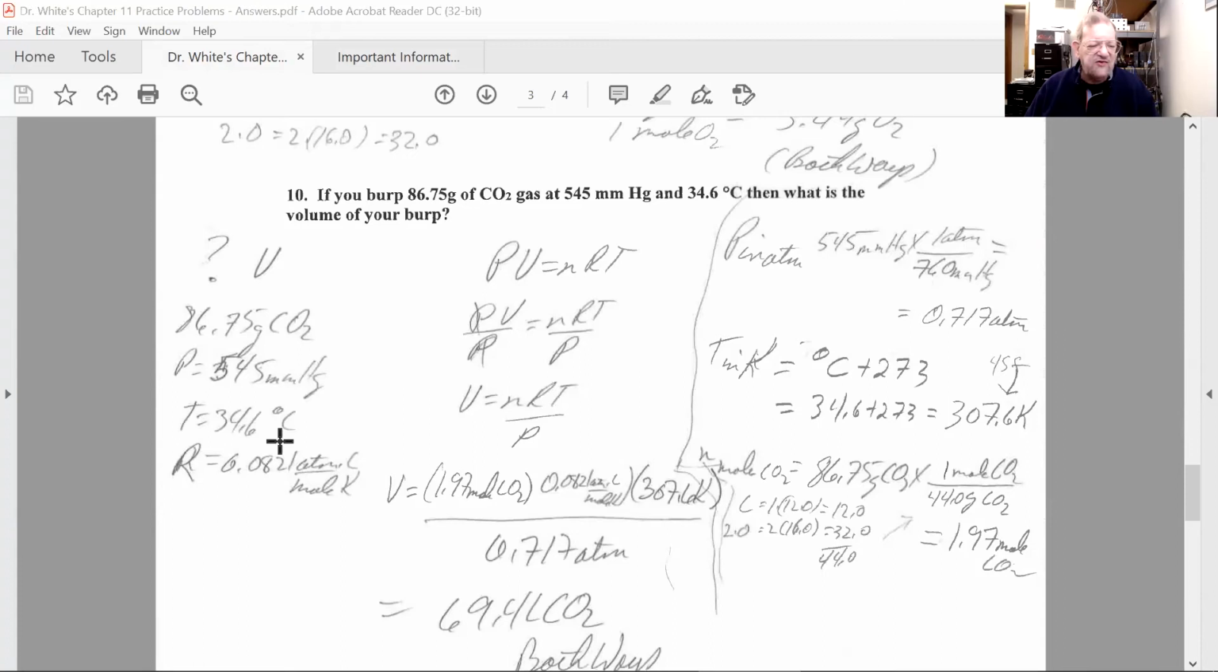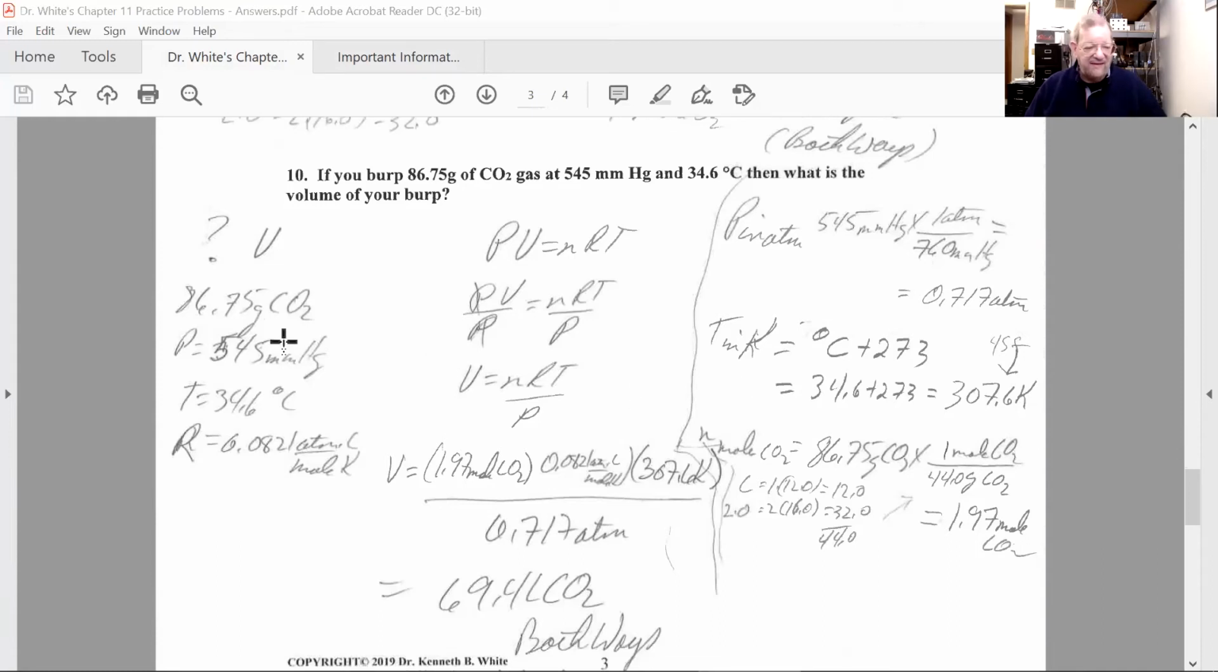Common mistake, students put in temperature in centigrade, Celsius, as opposed to converting it to Kelvin. Wrong. Finally, n is moles. Don't put in grams. Students do that. No, you have to convert it to moles. How do you do that? Here's my grams. I want to get the moles. Use unit analysis. Moles go on top of the ratio. Grams go underneath.